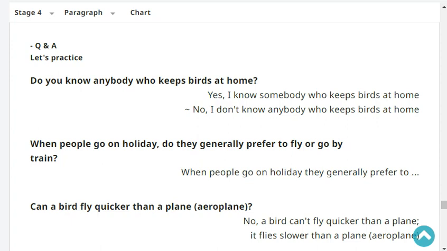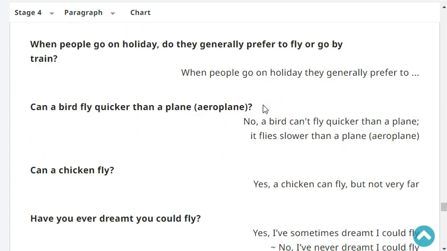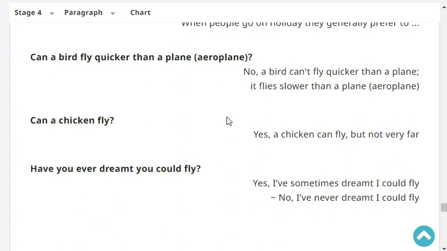Can a bird fly quicker than a plane? Yes or no? No, a bird can't fly quicker than a plane. It flies slower than a plane. Can a chicken fly? Yes, a chicken can fly, but not very far.